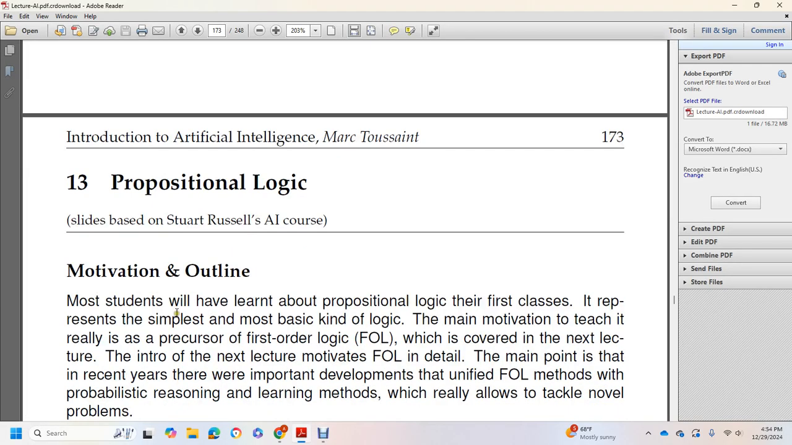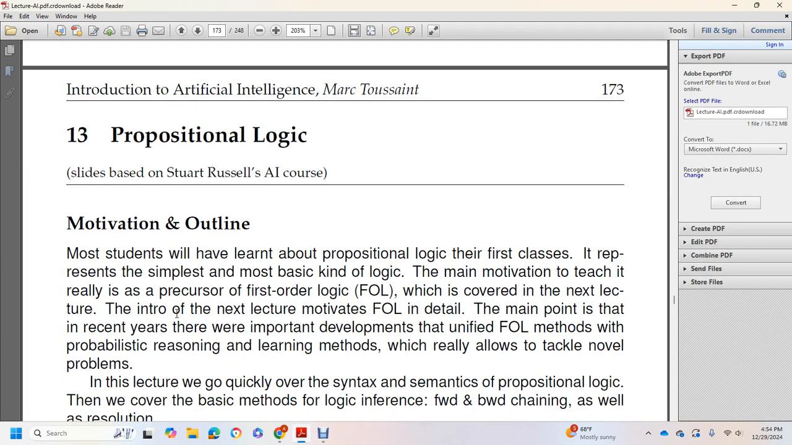Propositional logic, motivation and outline. Most students who have learned about propositional logic first see it as the simplest, most basic kind of logic. The motivation is to teach it as a precursor of first-order logic, which is covered in the next lecture, along with the more important recent developments in unified first-order logic methods. Probabilistic reasoning and learning methods will really allow us to tackle novel problems.